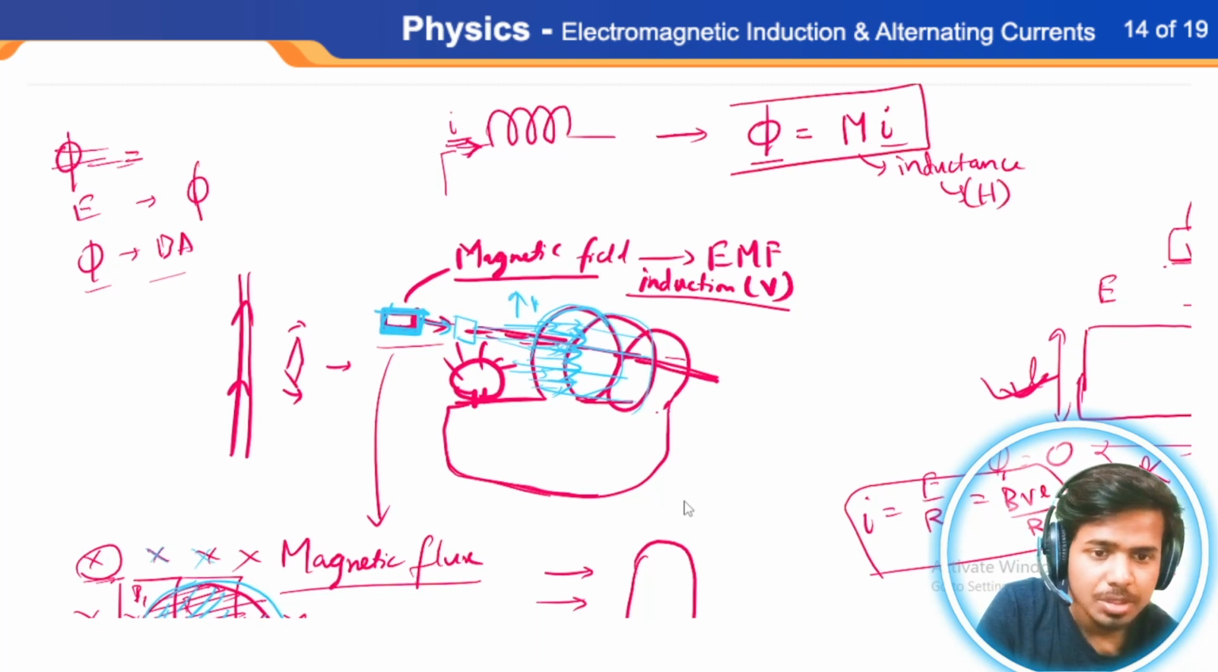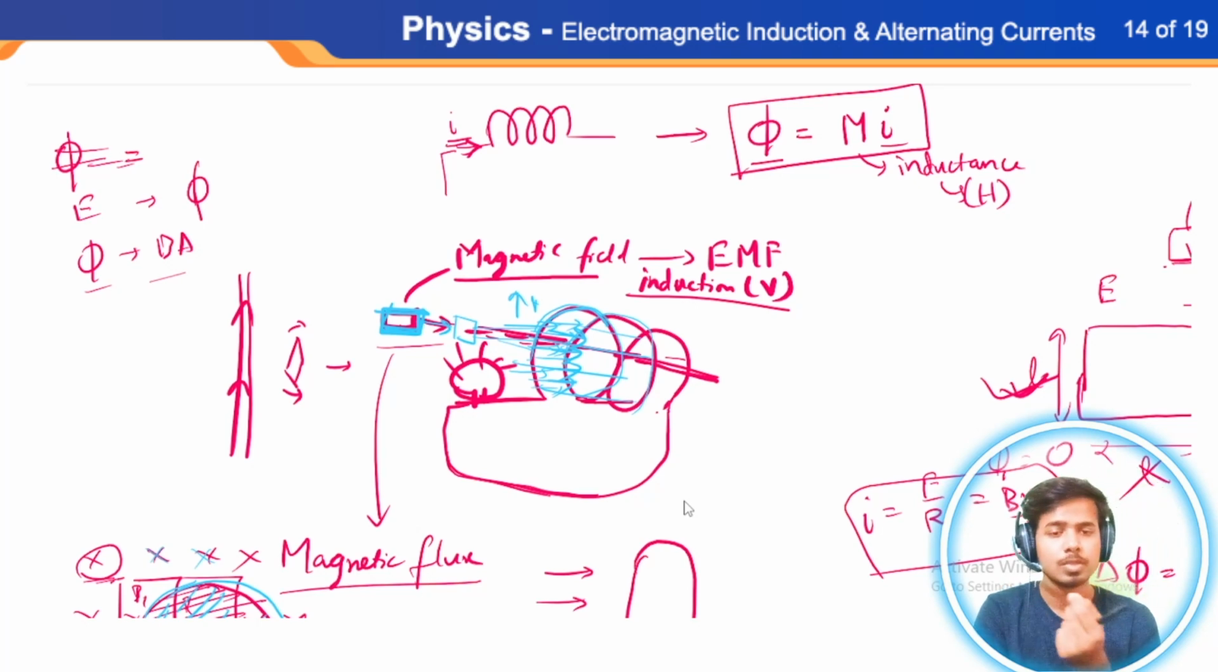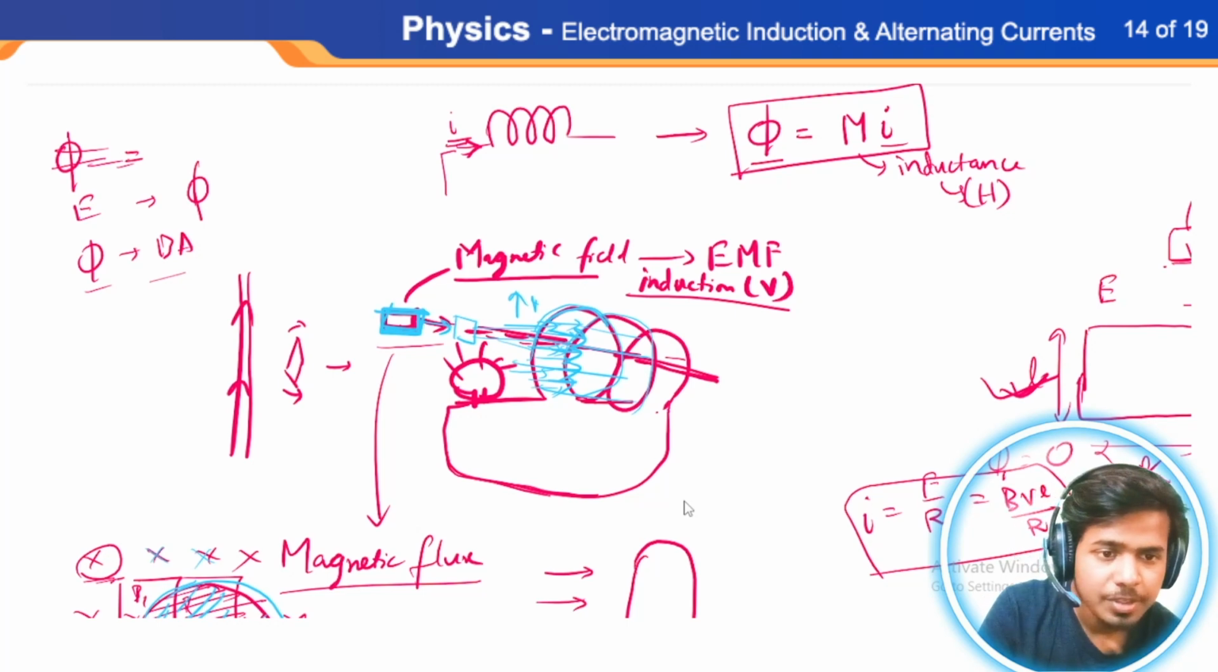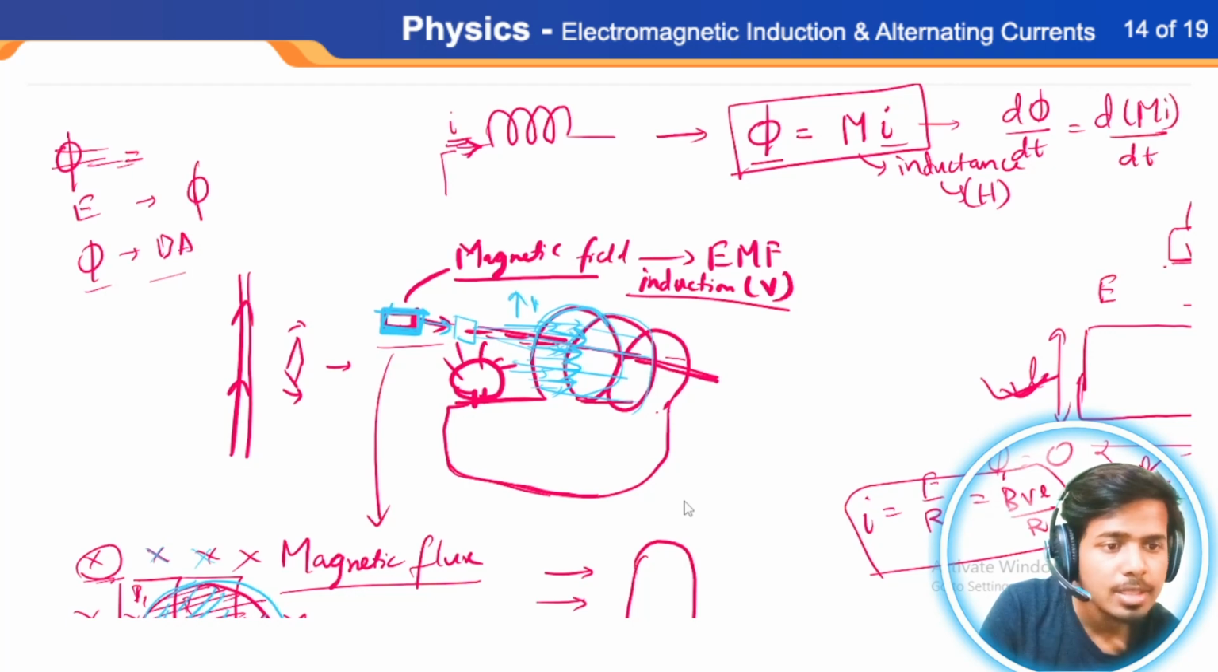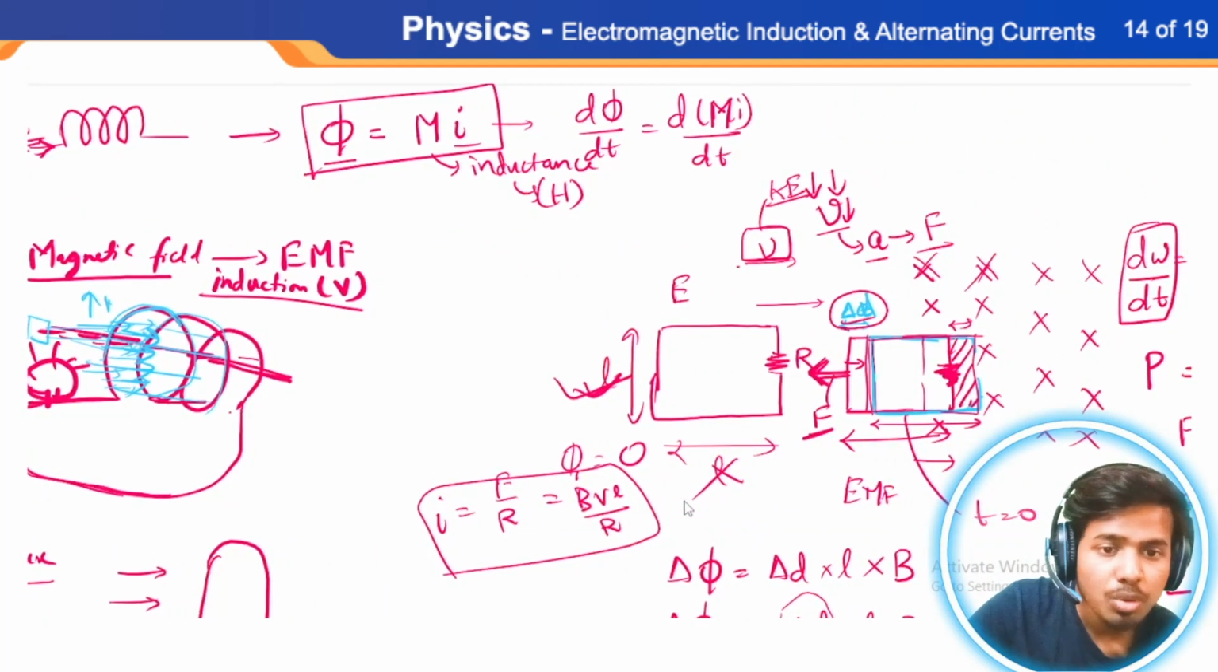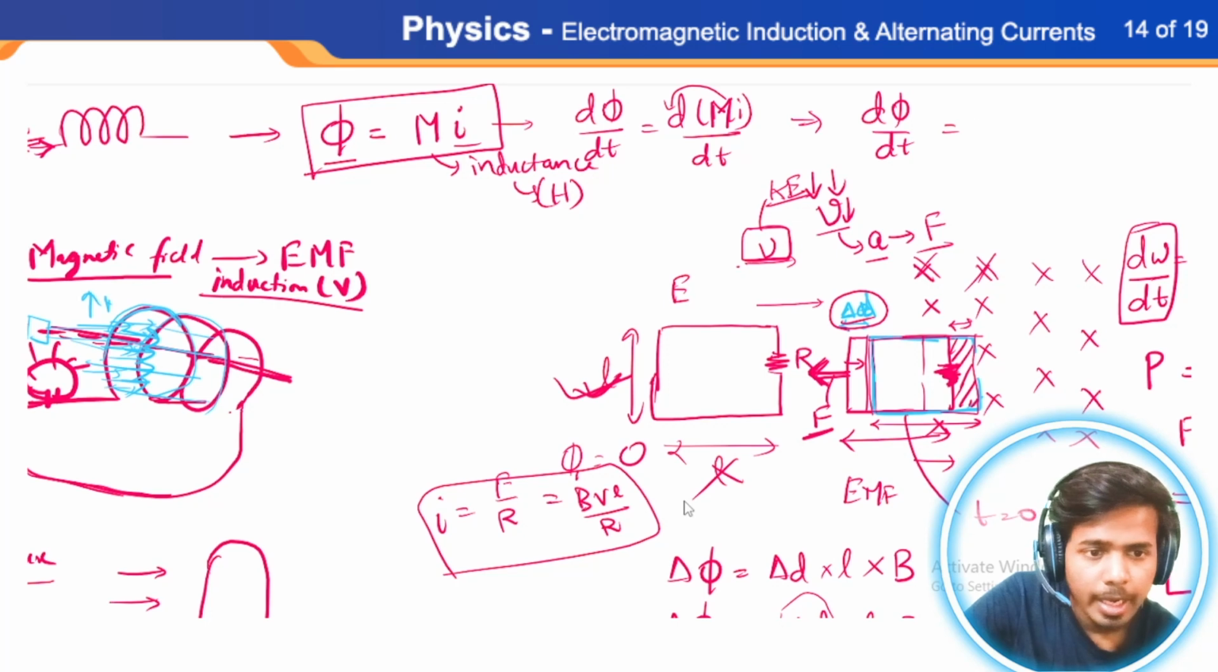This is the simple definition, connecting flux and the current. Now, if we differentiate both sides with respect to time, what are we going to get? d(M i)/dt. I already told you that this M is an inductance and it is a constant. It will come out of the differential. So d phi by dt is simply M di by dt.